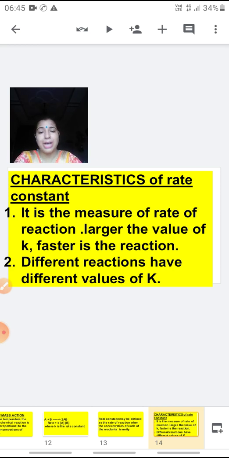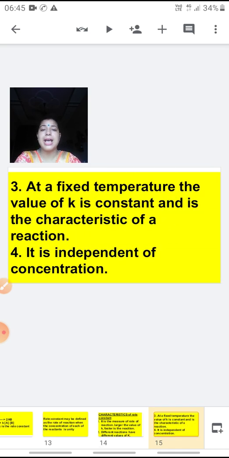This value of K is different for different reactions. The value of K depends upon the reaction, and different reactions have different values of K. The third point is, at a fixed temperature, the value of K is constant and is characteristic of the reaction. However, it changes with the temperature. That means for a particular reaction at a particular temperature, K has a fixed value. But if we change the temperature, the value of K for that reaction will also change.